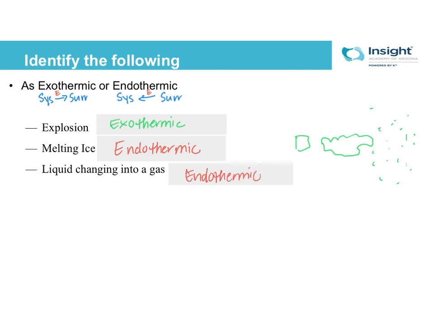Where are the reverses of these? Freezing ice, or condensing water. Those are all going to be exothermic.